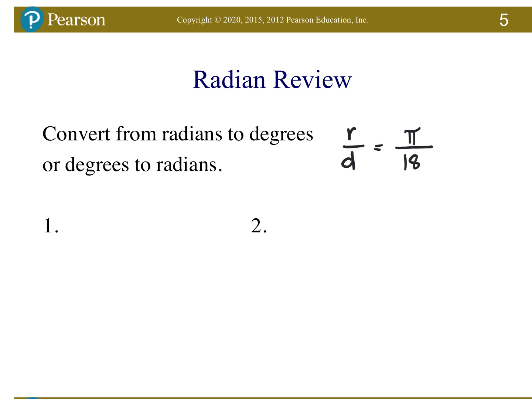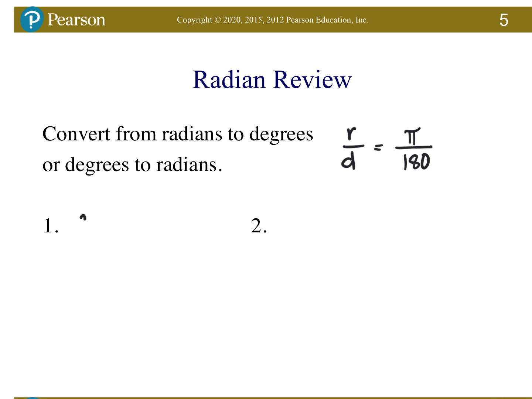So pi to 180, and then you just cross multiply depending on the direction that you want to go. So some people are like, wait, is it multiply by pi over 180? Is it multiply by 180 over pi? And which way do I go? And I just say don't worry about that. If you just cross multiply every time, the math will take care of itself.